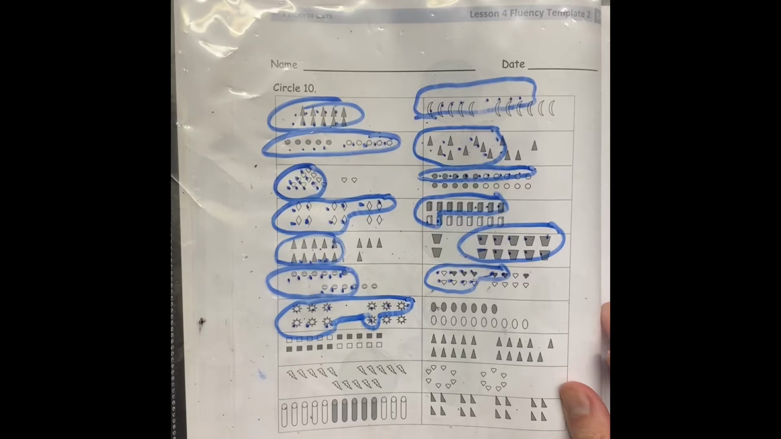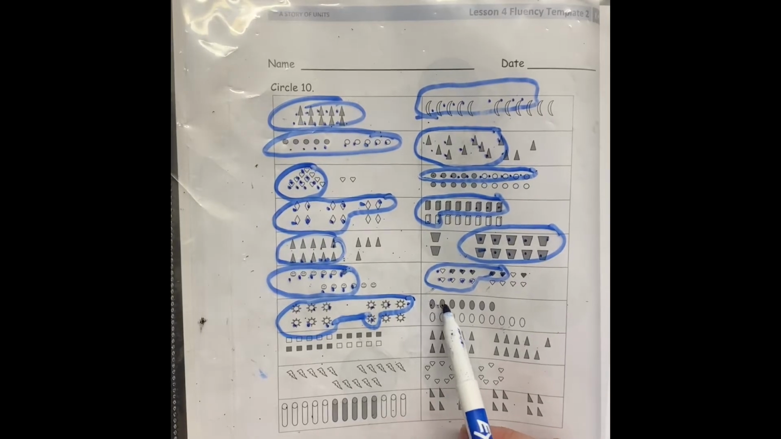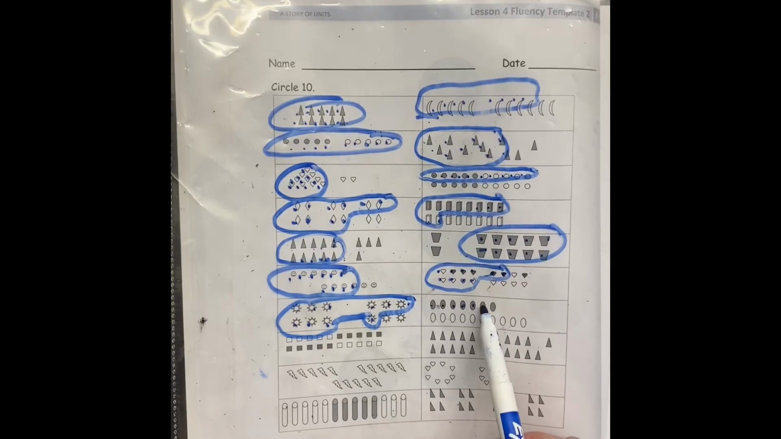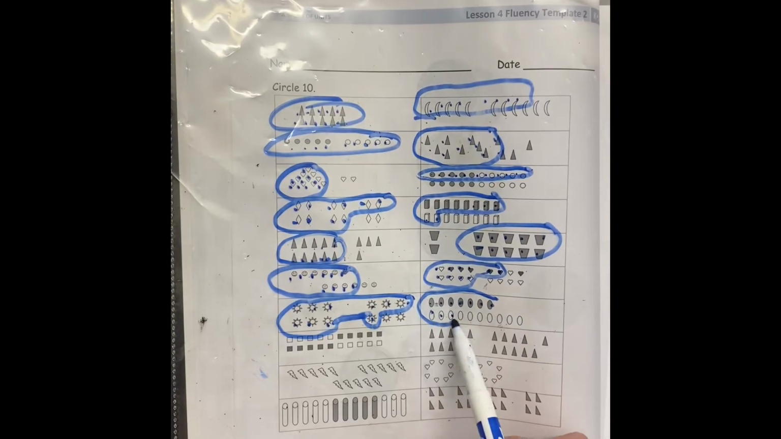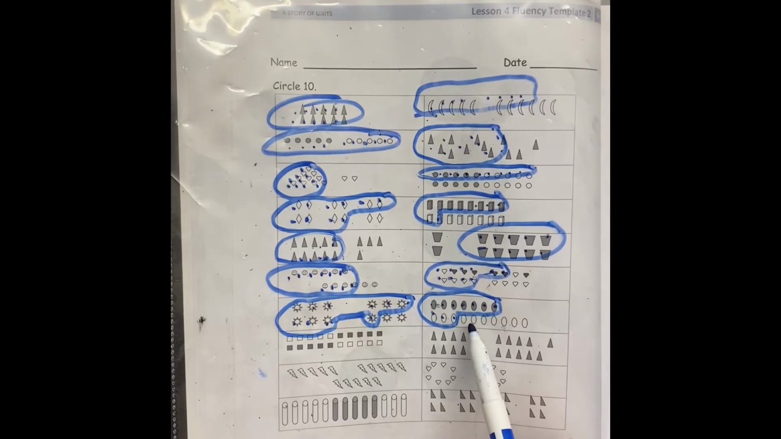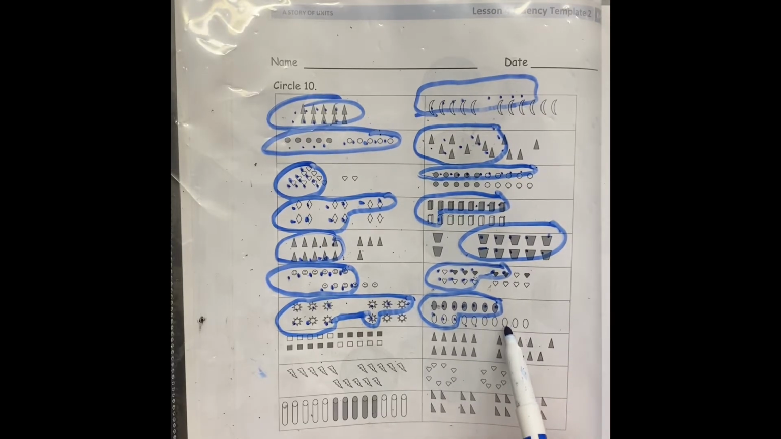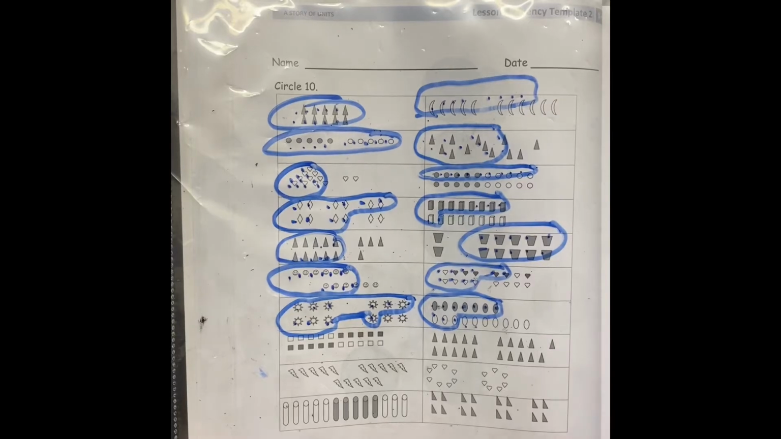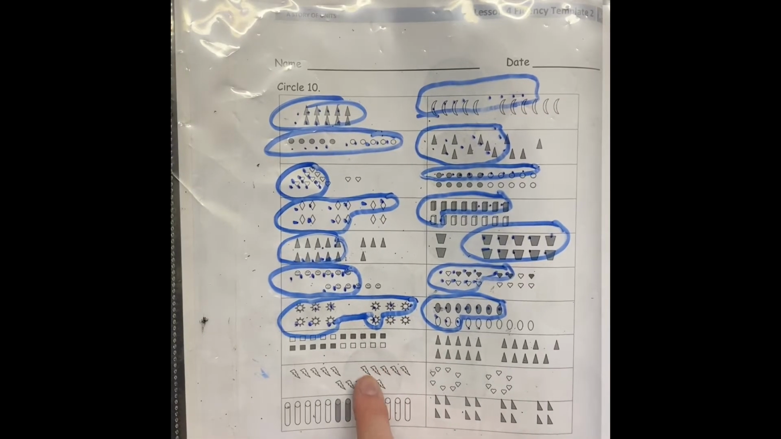And we're going to do one more together. Ready? 1, 2, 3, 4, 5, 6, 7, 8, 9, 10. There's my group of 10. How many did I have that I did not circle this time? 1, 2, 3, 4, 5, 6, 7. All right. So there are 6 boxes left.